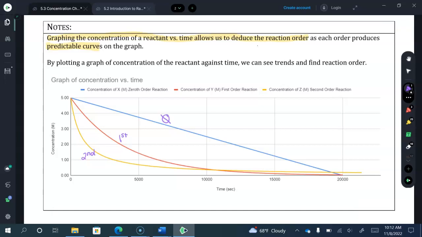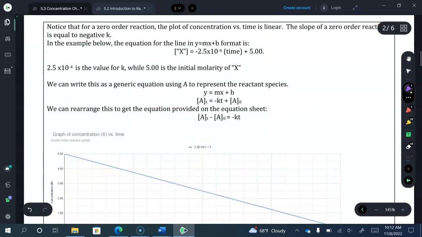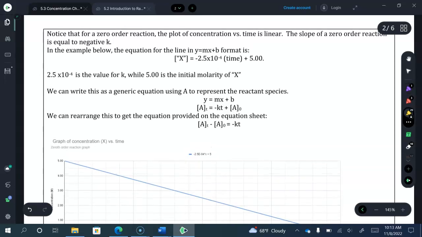And so we can use these lines to determine if it is first, second, or zero, because they produce predictable patterns. So we're going to look at those patterns. Notice that for a zero order reaction, the plot of the concentration versus time is linear and it has a negative slope, and that slope is equal to negative k. In the example below, the equation for the line in y equals mx plus b format is given as below.